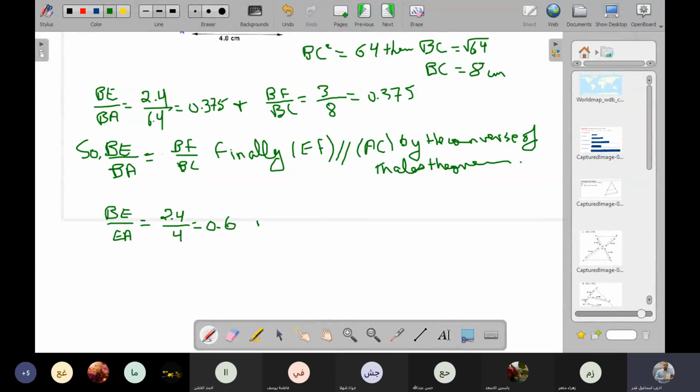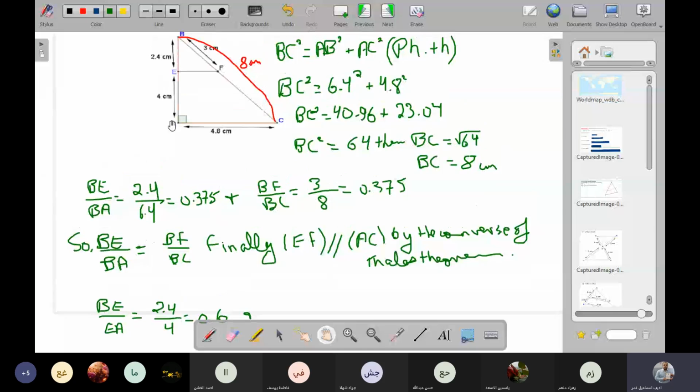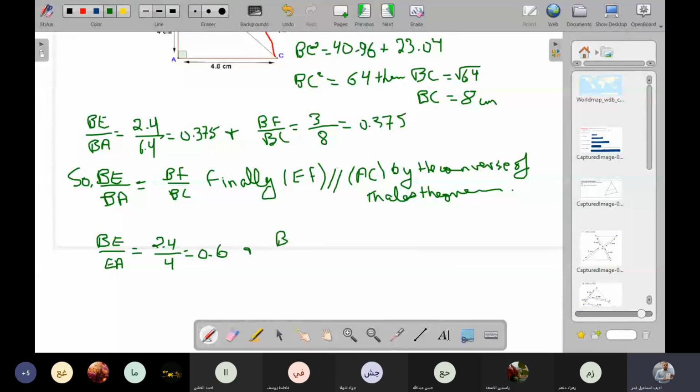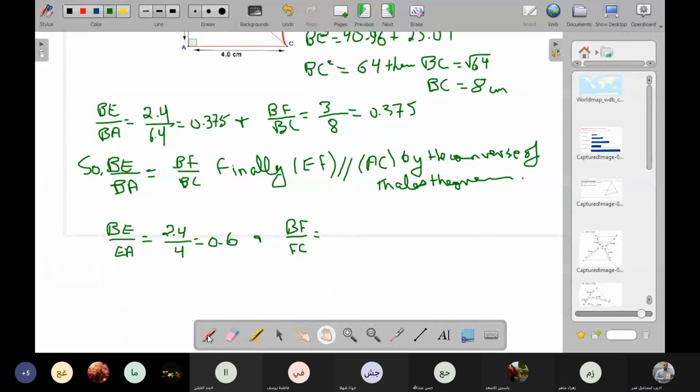And the other ratio, Hawra Monem. If we took on the first side BE over EA, what do we take on the other side? BF over FC. So the second ratio should be BF over FC, which is equal to, what is the measure of BF? 3 centimeters.